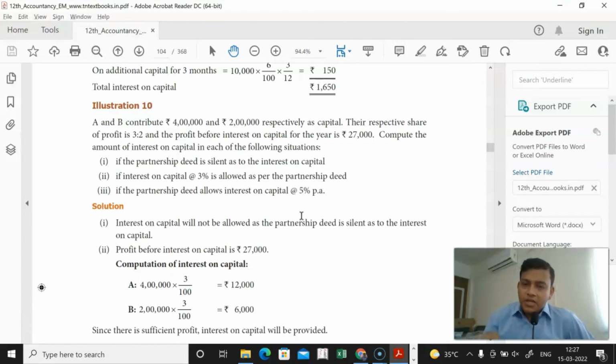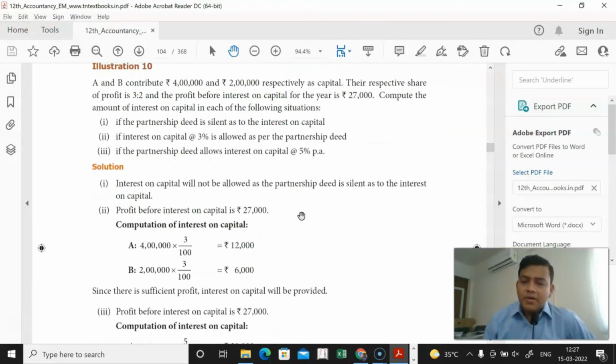So if 3% is allowed, how much is the profit? 27,000, right? Okay, now we will calculate the interest on capital. The capital contributed is 4 lakhs and 2 lakhs, so at 3%, 12,000 and 6,000. So your final interest on capital will be 18,000. So you have sufficient profits, because your profit is how much? 27,000. You have to pay 18,000, so you have sufficient, so you can provide.